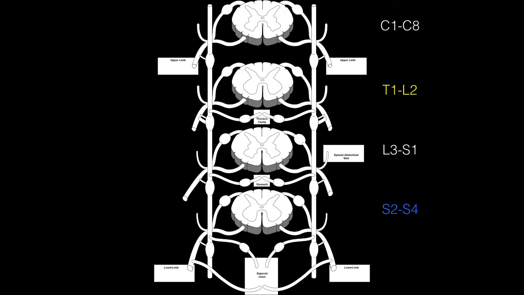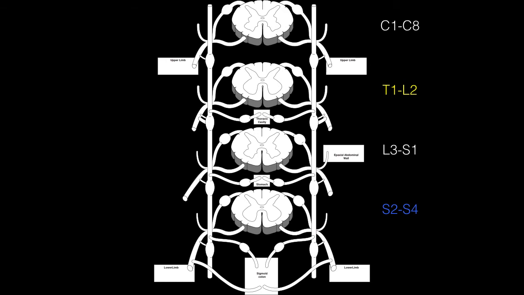And you can see on the right there's the levels, so C1 through C8, T1 through L2, L3, S1, S2, S4. And Mark usually does not label these levels on the exam. He expects you to know how to do that. The best way to do that is you can see T1 through L2 there's the two communicating rami, and the larger one is the white communicating rami. Every other level has a gray, so that's the smaller one.